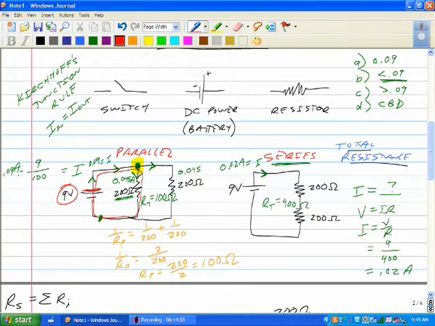Let's check that out. How do you know it's exactly 9 volts? What if there are multiple resistors? Okay, time to drop 9 volts? We're getting there. We're getting there.